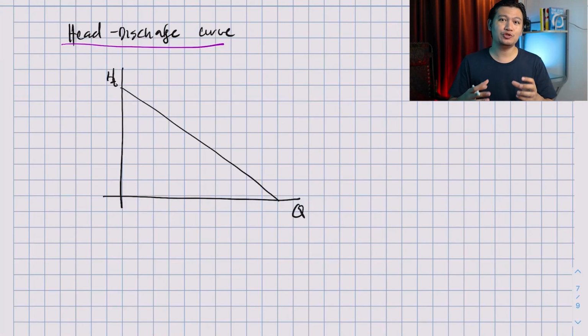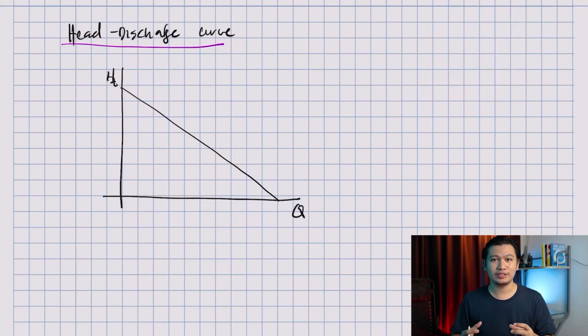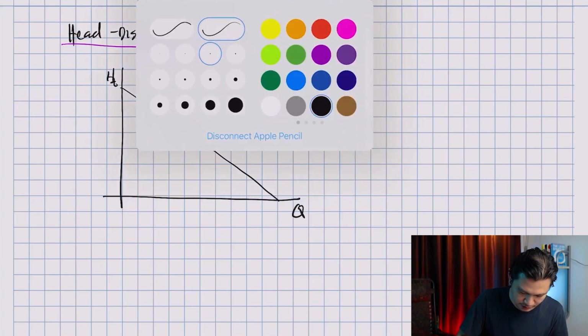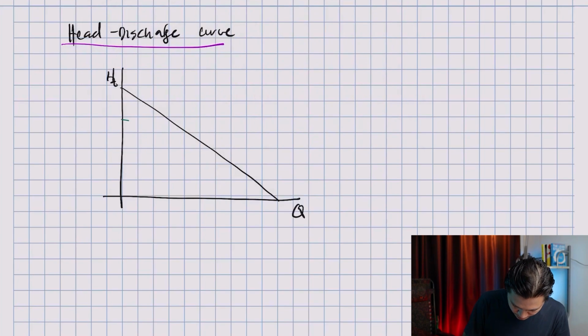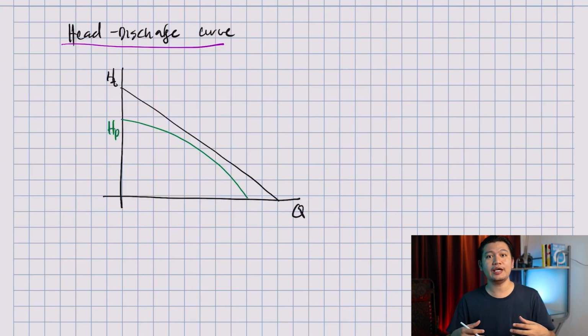So the relationship between the theoretical head and the volume flow rate is linear. However, this is what we call the theoretical head. Of course, this doesn't happen in the actual world. This happens only in the ideal world. In the actual world, the curve looks something like this. Let me use green this time. So the curve looks something like this, and we call this HP, which is the actual head.